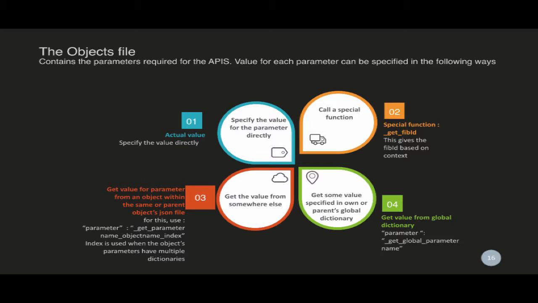You specify the actual value, you call a special function to actually calculate it for you, or you get the value for a parameter from an object within the same or parent objects.json file. Forget the parent objects.json file for now, I'll be explaining that later. For this you will have to specify the parameter, and then specify get_parameter_parametername_objectname_index. Index is used when the object's parameters have multiple dictionaries. I'll get to that later. The next way of getting the parameters is getting the value from a globals dictionary. This also will be clear in the next slide.